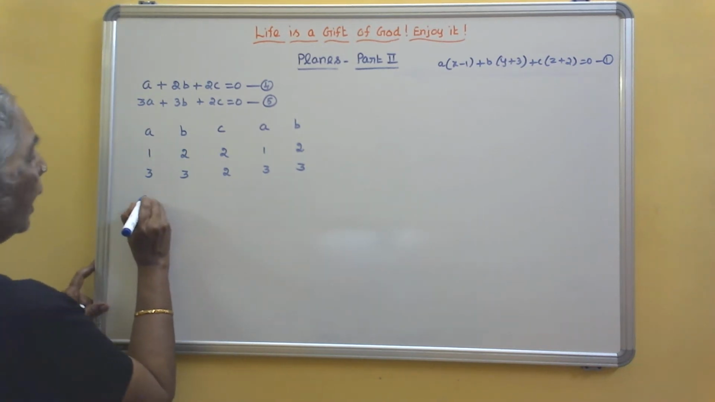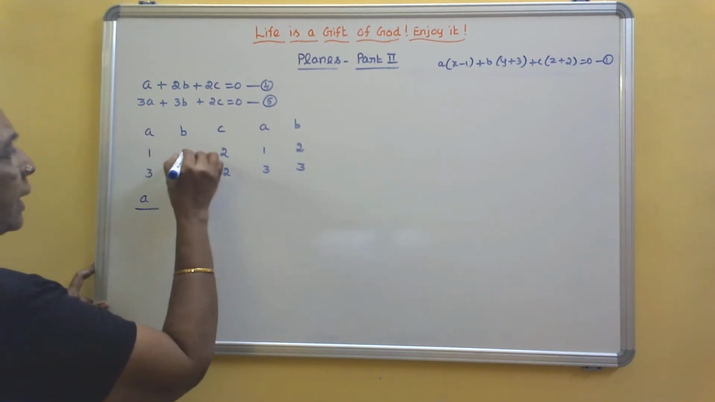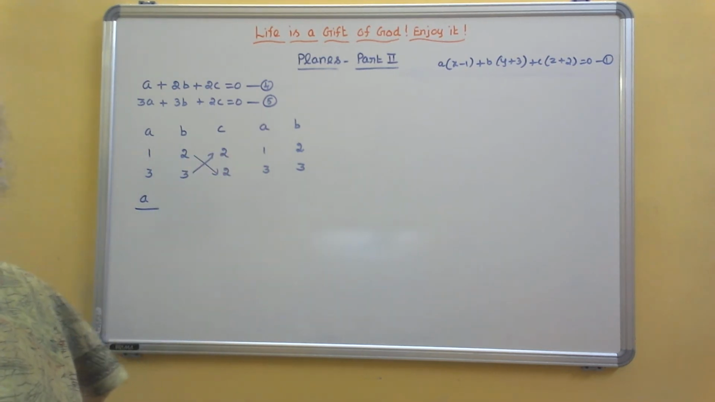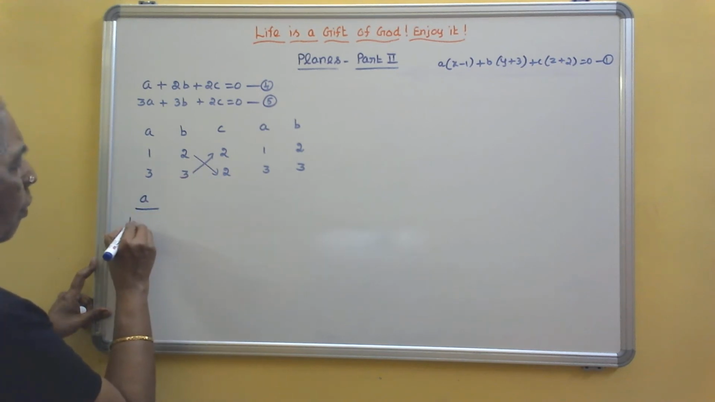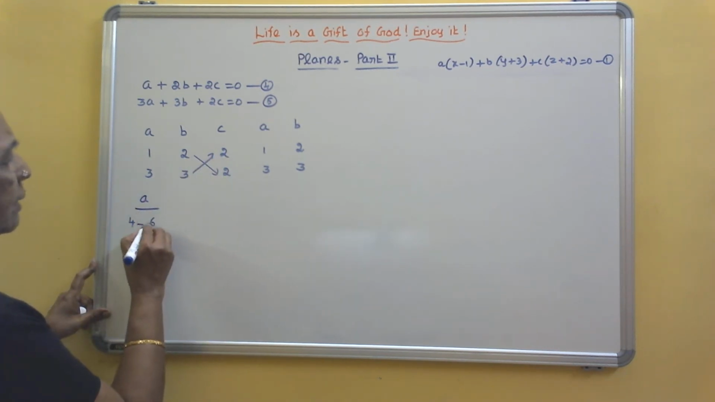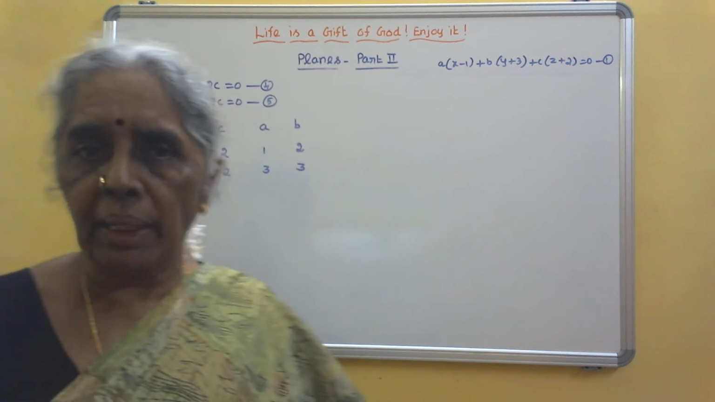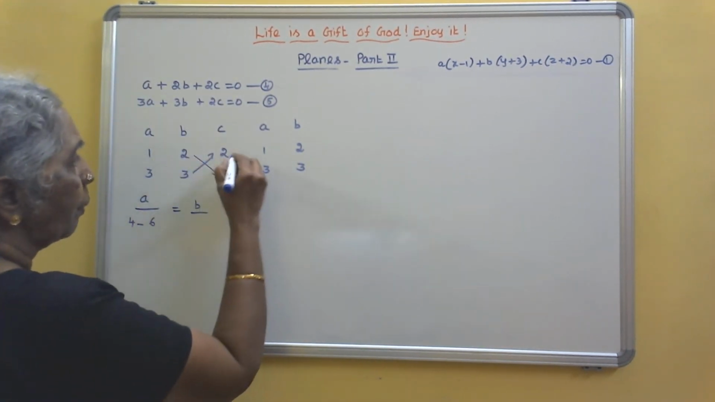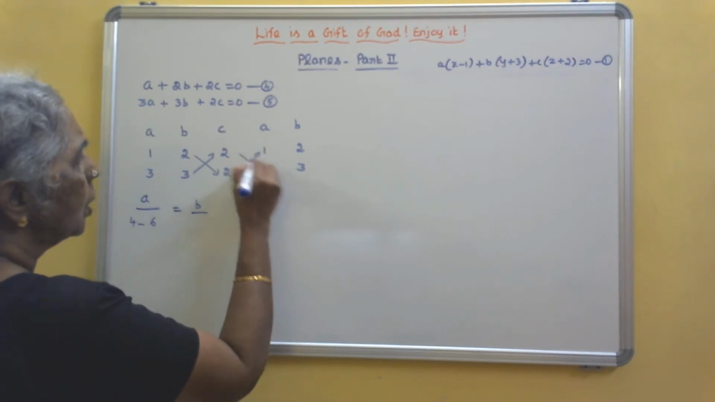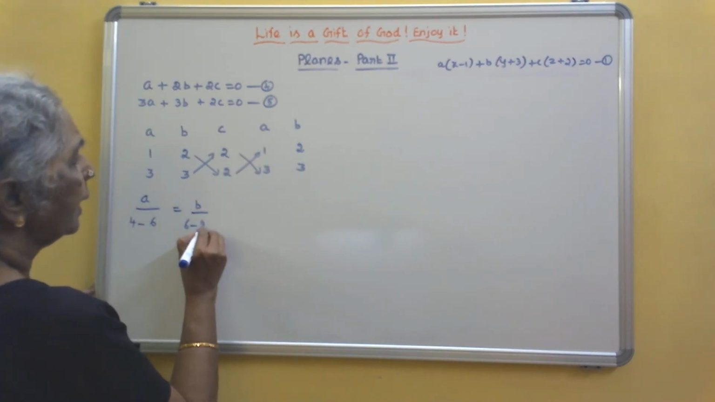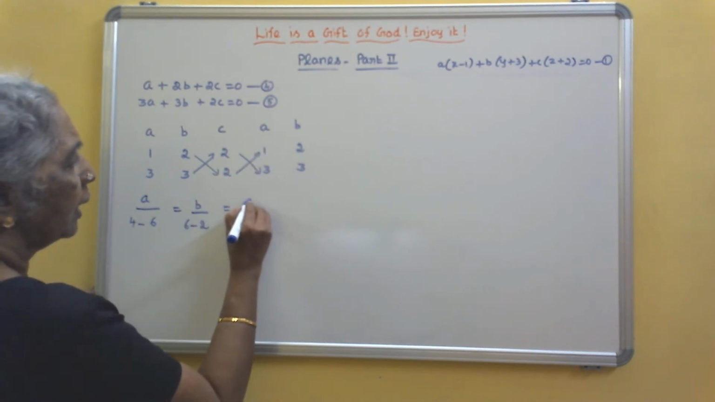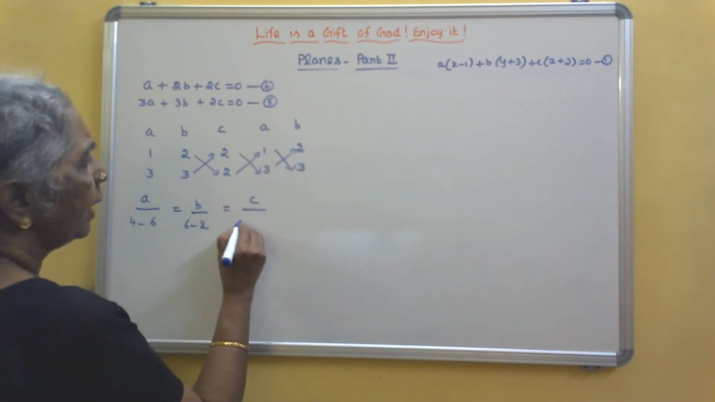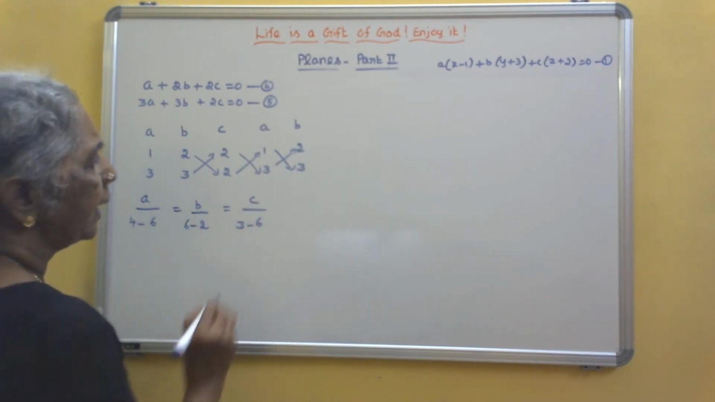Now I will write A by, don't take A, take these two. Like a determinant you have to write. That is 2 2s are 4 minus 3 2s are 6. You know determinant, there will be a minus in between, right? Then you write B by, leave the B1, come to these two. So 2 3s are 6 minus 2 1s are 2. That is equal to C by, leave the C, come to these two. 3 1s are 3 minus 3 2s are 6.